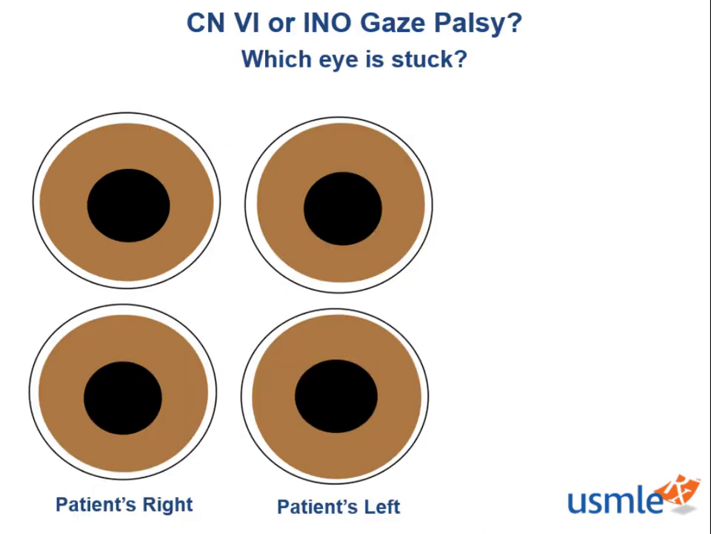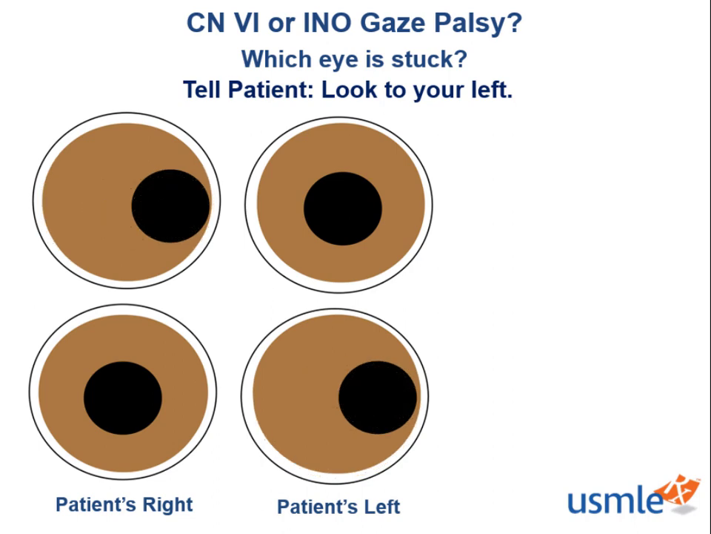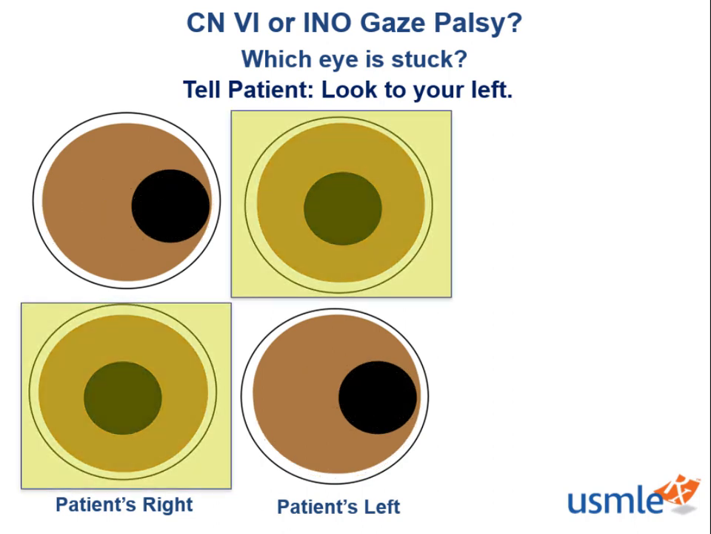The boards love to try to confuse you between an internuclear ophthalmoplegia gaze palsy and a cranial nerve 6 gaze palsy. The key question to ask is which eye is stuck and cannot move on horizontal gaze. So let's ask our patient to look to their left. As you can see, the eyes highlighted in yellow did not move, but for very different reasons.